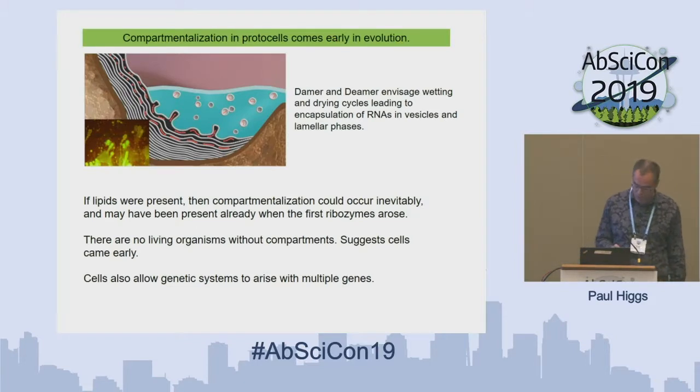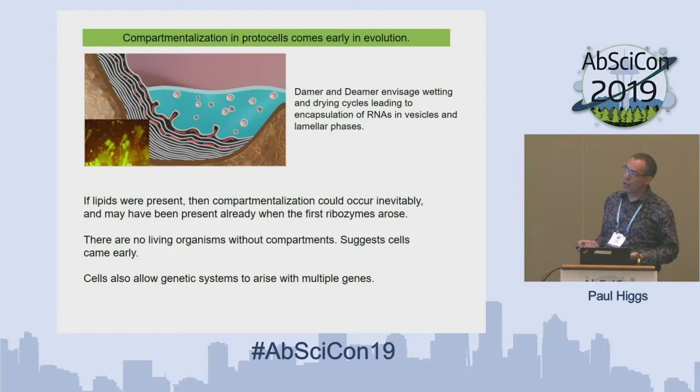So what does all this mean then? It probably means that compartments like protocells came very early in evolution. So Damon Deamer envisages replicating sequences inside vesicles that are formed when we have wetting and drying of shallow pools in the presence of lipids, okay?